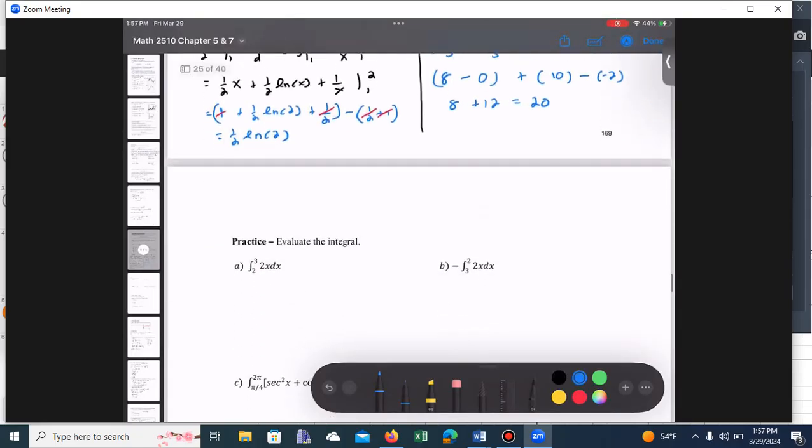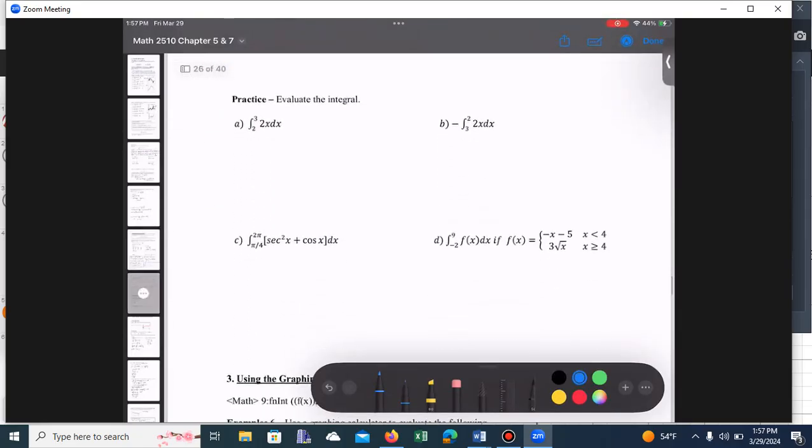So a few more. We'll evaluate the integral from 2 to 3 of 2x dx. So take the antiderivative, you get x squared. You're going to evaluate that from 2 to 3. So 3 squared minus 2 squared gives us 9 minus 4, which is 5.